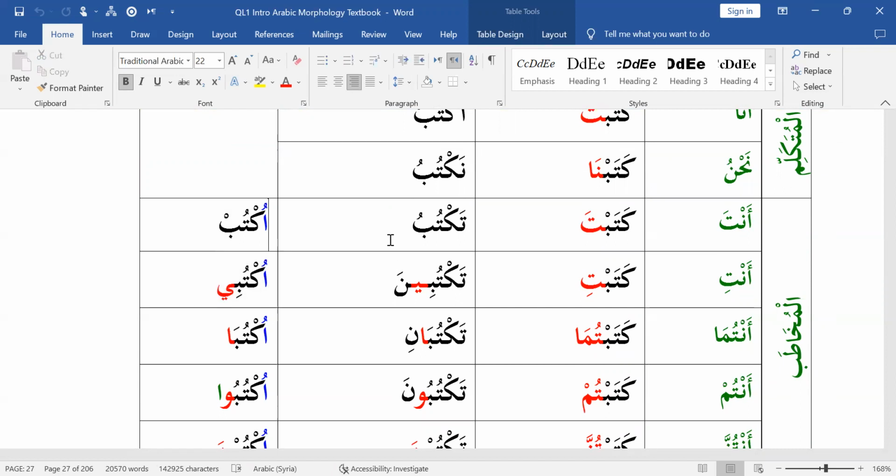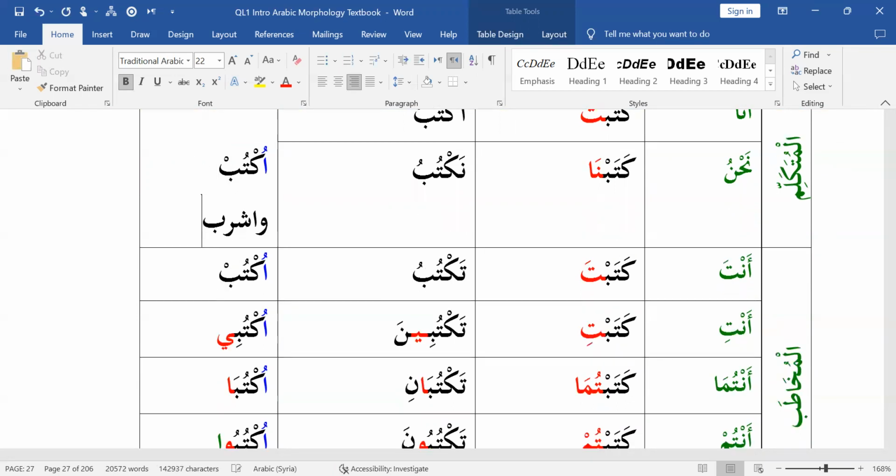And the blue alif is hamzatul wasl, which is something you pronounce only if you begin with it. If you don't begin with it, you do not pronounce it. So for example, if I say to you, uktub washrab, write and drink. So I have this alif that I'm going to put in blue. Let me put this on a separate page.